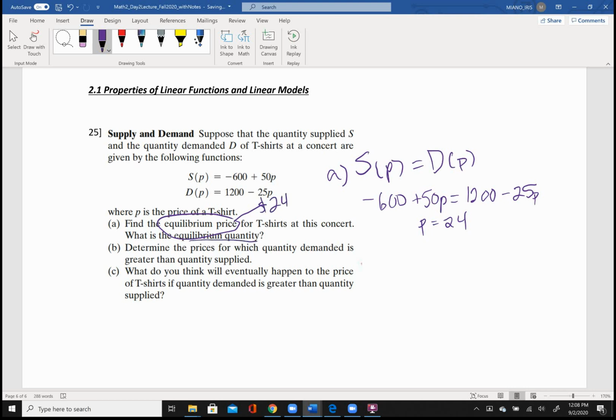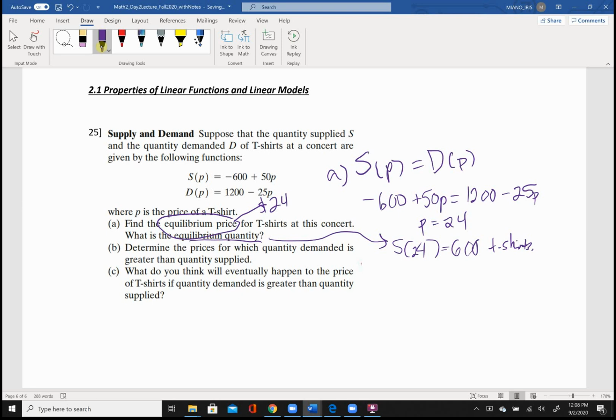And what is the equilibrium quantity? Well, that'll be either supply or demand. It doesn't matter because they're equal to each other. It's like, what is S of 24? And I believe that'll be 600 t-shirts. So you plug that in and you'll find that that is the case. If you want me to work this out in lecture, that's perfectly fine.